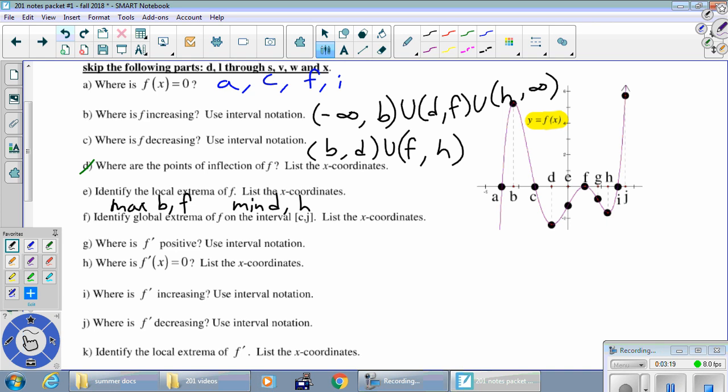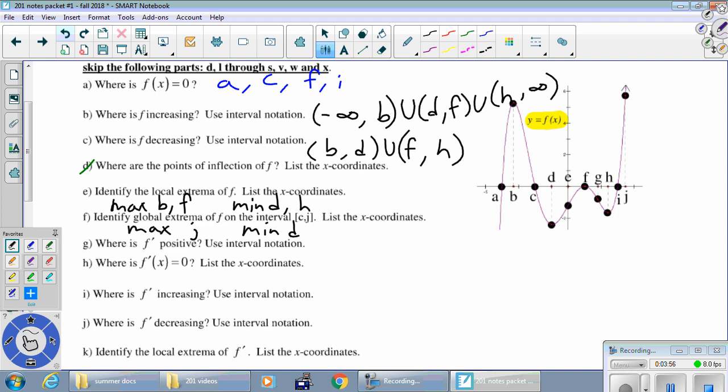Part f, identify global extrema of f on the interval from c to j. All right, so c to j starts here, ends up here at this one. So it's just on this interval. We're looking for the absolute highest point and absolute lowest point on that interval. The absolute highest point on that interval is at the far right, that's at j. So the absolute max happens when x is j, and the absolute lowest point is at d. That point is slightly lower than the one at h. So the absolute min on that interval is at d.